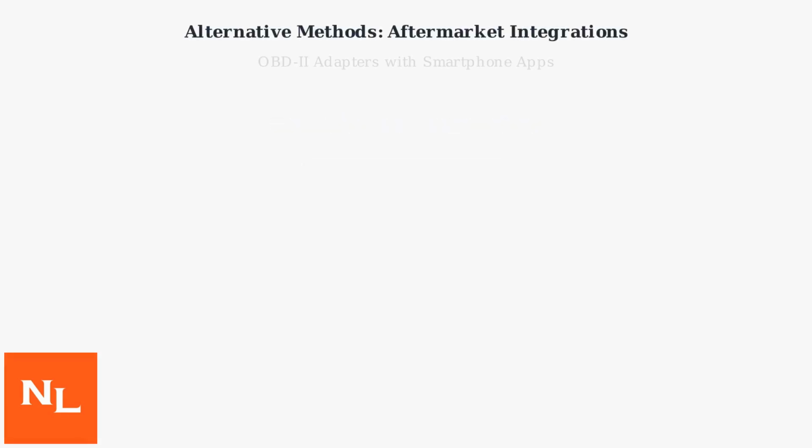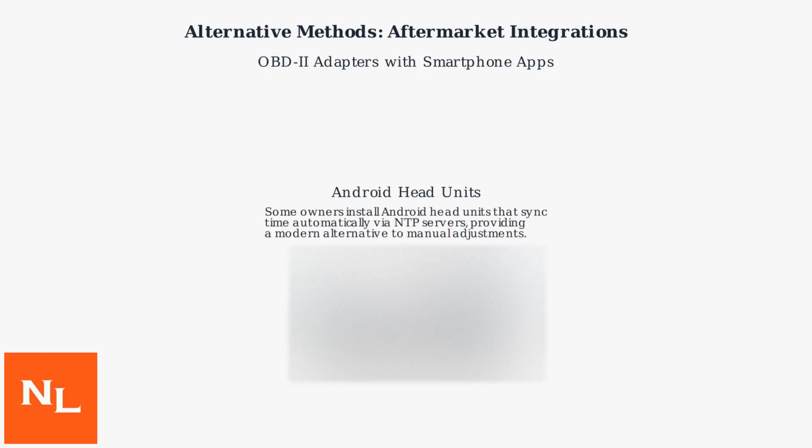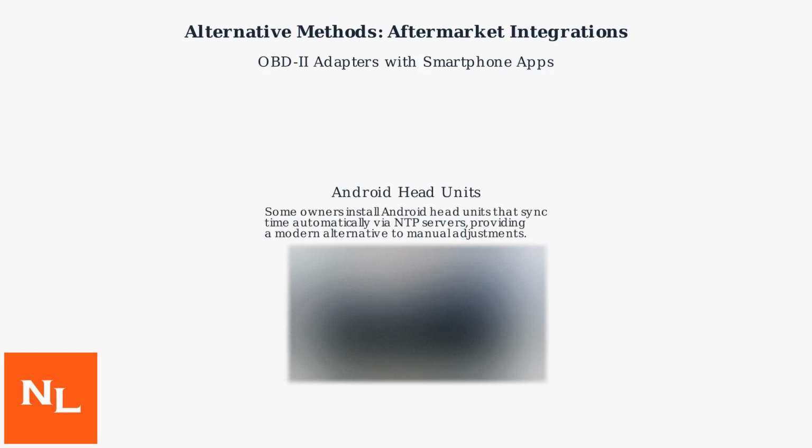While the Astra H GTC doesn't natively support GPS time syncing, aftermarket solutions exist. OBD2 adapters paired with smartphone apps like Torque Pro can sometimes access and adjust the clock via the ECU. Some owners have also installed Android head units that sync time via NTP servers, offering a more modern solution. Be aware that these options are not officially supported by Opel Vauxhall.